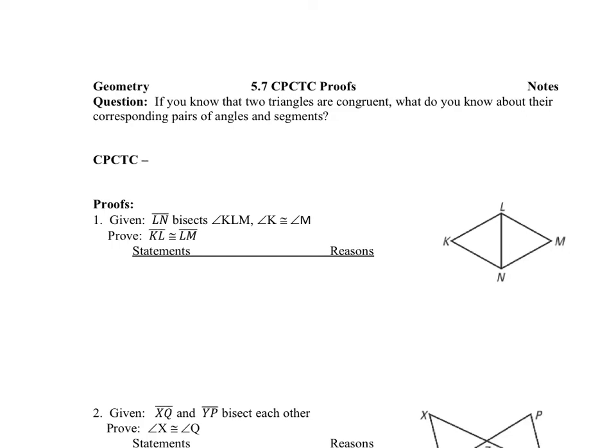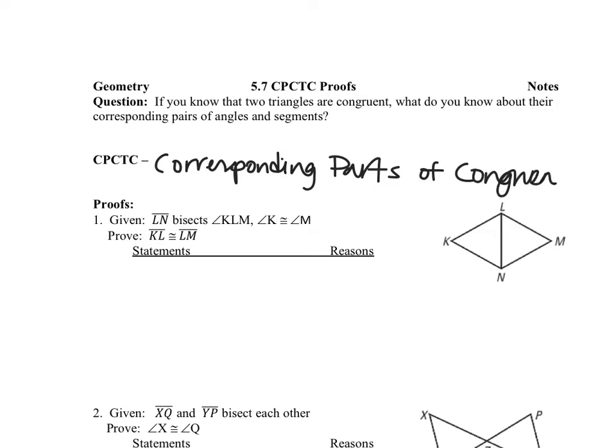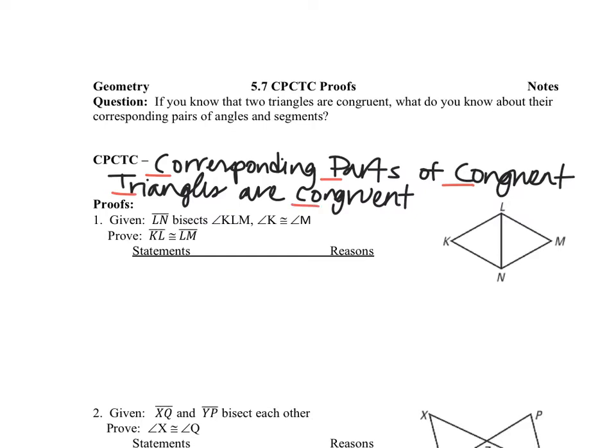CPCTC stands for corresponding parts of congruent triangles are congruent. Of course, CPCTC. It's just an abbreviation.